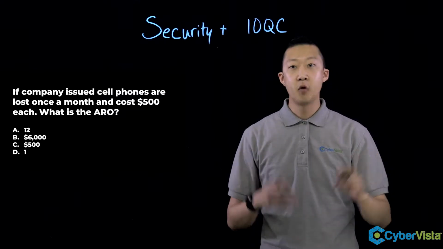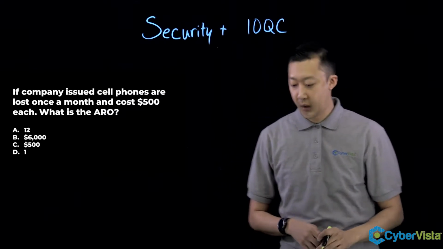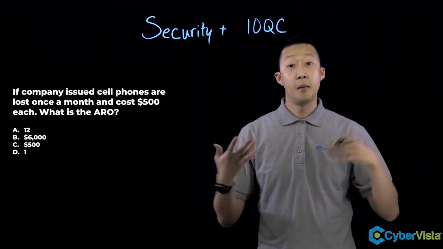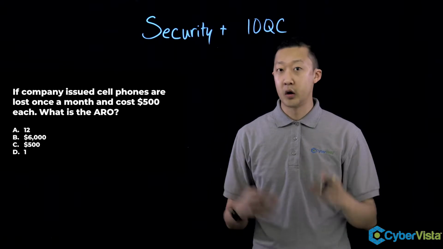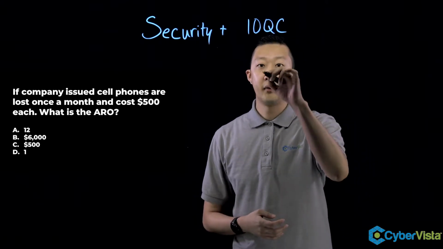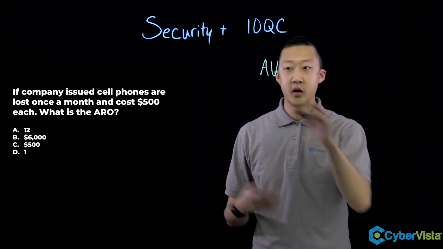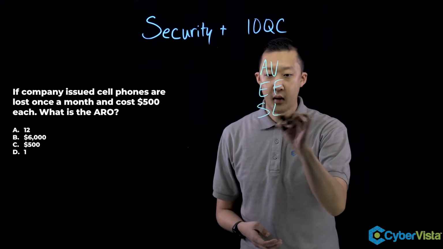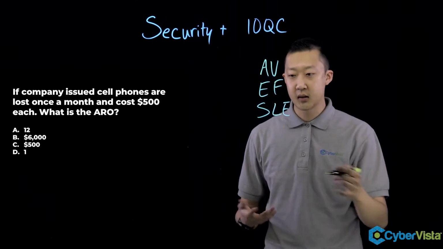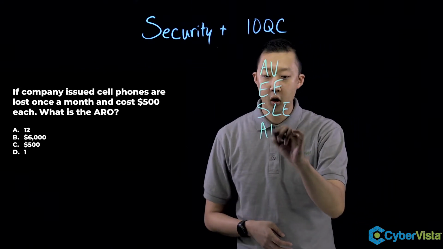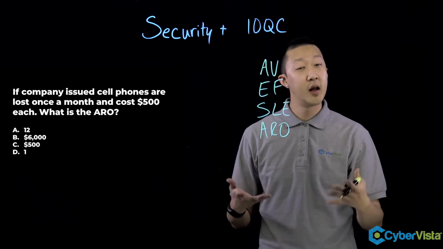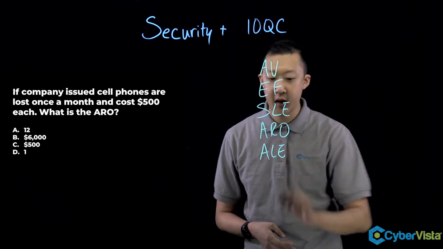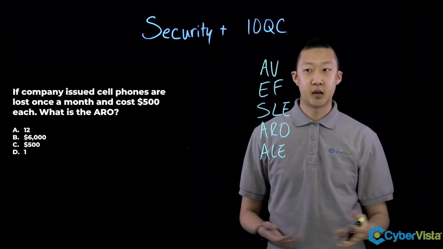Okay? So I'm going to write up some acronyms here on the board. And this is all used in order to help calculate the amount of loss that we can expect from our organization every year. So we have AV, asset value, EF, exposure factor, SLE, single loss expectancy. Then we have ARO, annualized rate of occurrence, and ALE, annualized loss expectancy.